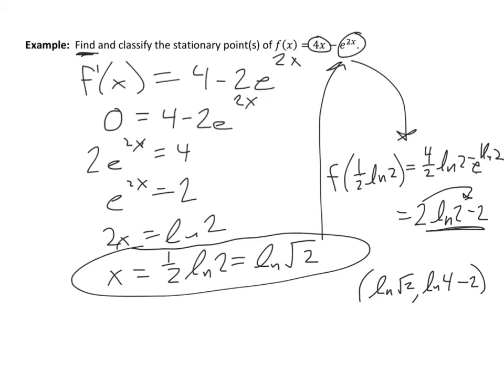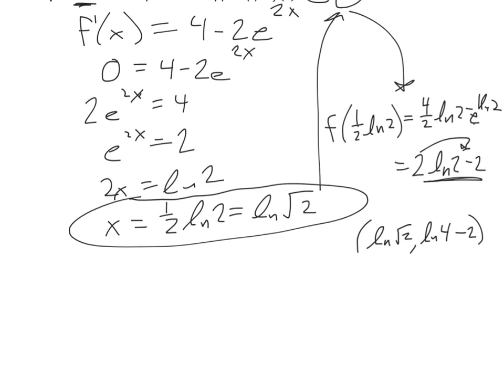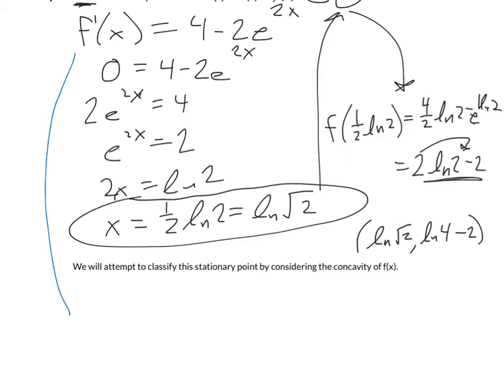So I'm going to try and use my quick method for this. And we should write about that, right? We should take a moment to write down something to indicate to our grader or to our reader that we are going to test this using concavity. So hopefully you wrote down or said or were thinking something like, we're going to attempt to classify the stationary point by considering the concavity of the function. So to do that, I need to do a second derivative.